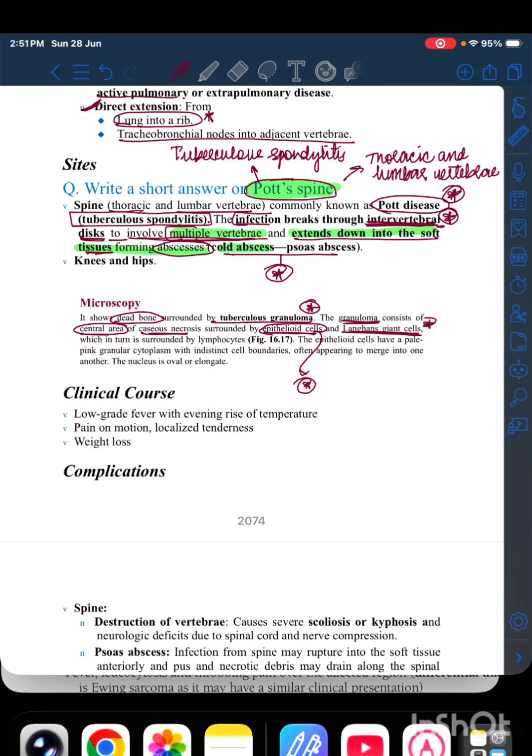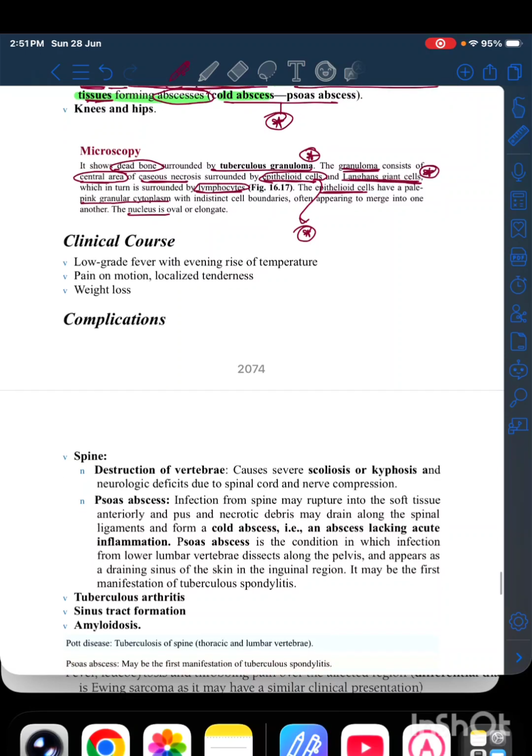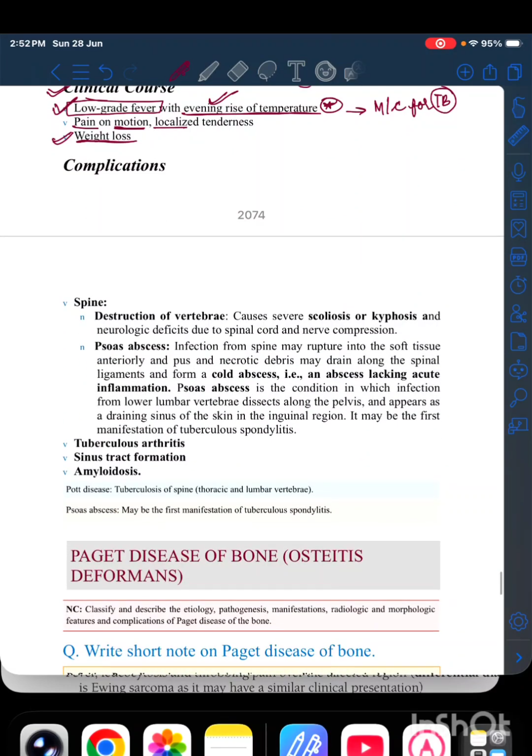Then we have Langerhans type of giant cells. Then the peripheral zone consists of lymphocytes and fibroblasts. The epithelioid cells have pale pink granular cytoplasm. The nucleus is oval. Okay, what is the clinical feature? There is low grade fever with evening rise of temperature, the most common for TB related. Pain on motion, localized tenderness, and weight loss. Low grade fever, evening rise of temperature, weight loss suggest TB.